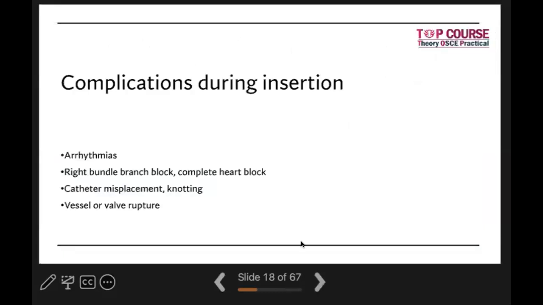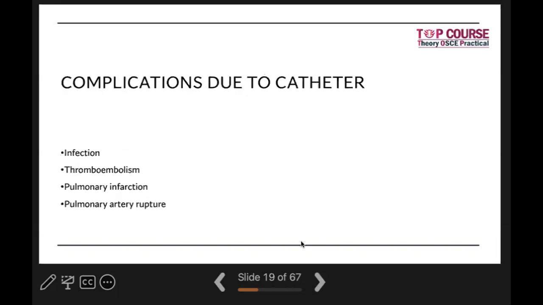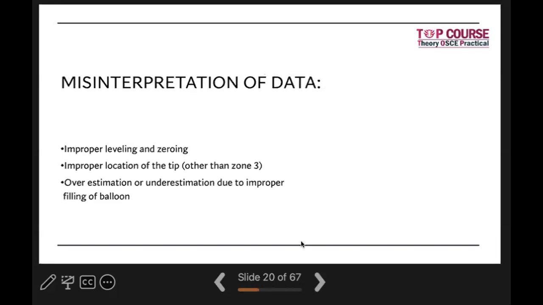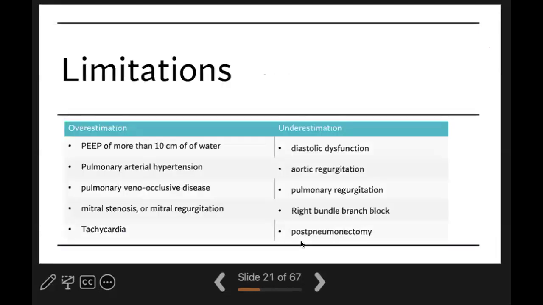What complications happen during insertion? Arrhythmias, right bundle branch block, complete heart block, catheter misplacement, knotting, and vessel or valve rupture can happen during insertion. Or there could be complications due to the catheter, like infection, thromboembolism, pulmonary infarction, or pulmonary artery rupture. There could also be misinterpretation of the data, which is common for all cardiac output monitoring devices, like improper leveling, zeroing, improper location of the tip other than zone 3, or overestimation and underestimation.